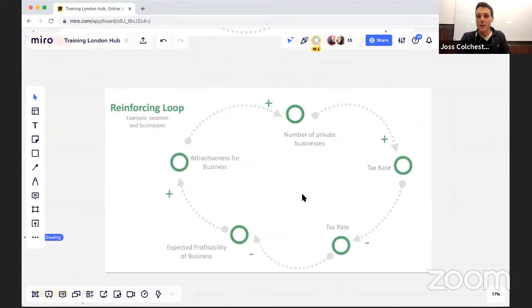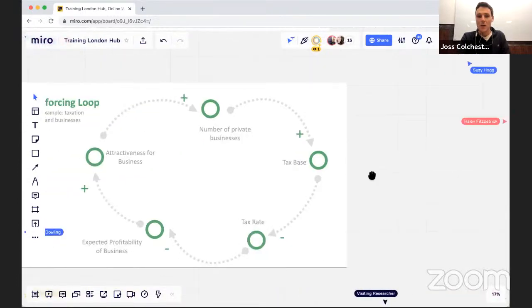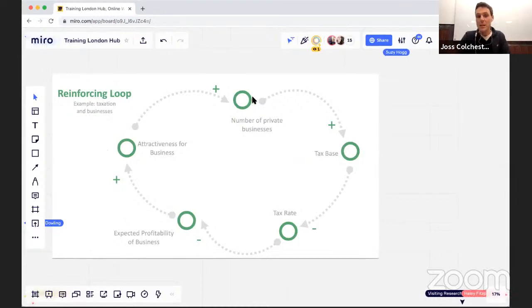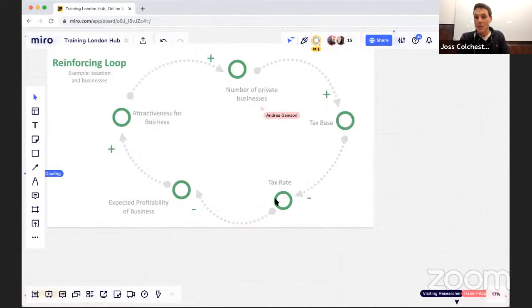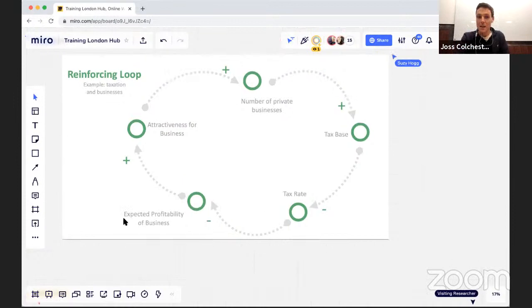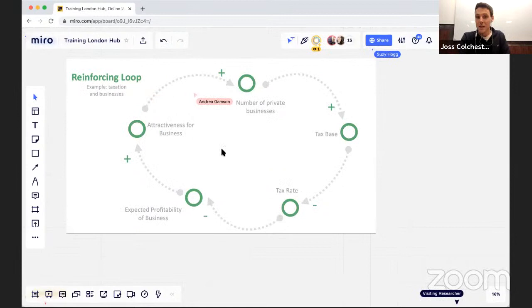This one, reinforcing, again, is a little bit more complex. It's the same kind of dynamic around the tax base. So let's just start here. Attractiveness of business. The more attractive a place is for business, the number of private businesses will go up. More private businesses, larger tax base, they can reduce the tax rate. If they reduce the tax rate, the expected benefits for businesses will go up because they're being taxed less. If the expected benefits for business go up, the more attractive that place is.